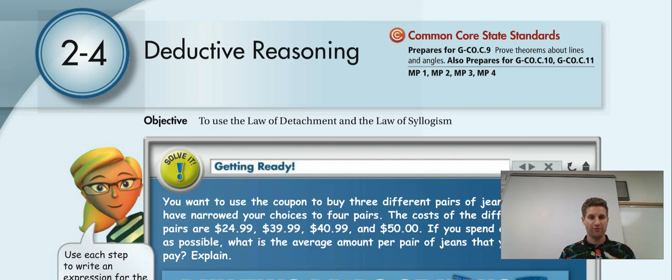We are doing 2.4. This is called Deductive Reasoning, and our objective is to use the law of detachment and the law of syllogism. So we're continually adding to our repertoire of reasoning skills. We've talked about inductive reasoning, where we reason by looking at observations, and today we're going to be talking about deductive reasoning and two forms, which would be law of detachment and law of syllogism. So let's go ahead and try two of these out.